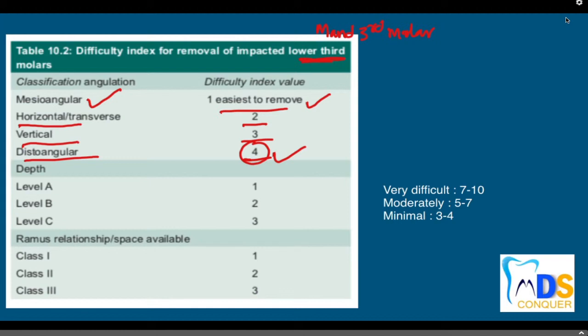Okay, I'm going to ask one more question for you. Which is the most difficult type of impaction in the mandibular third molar?